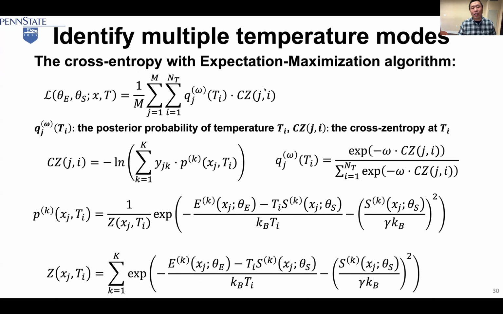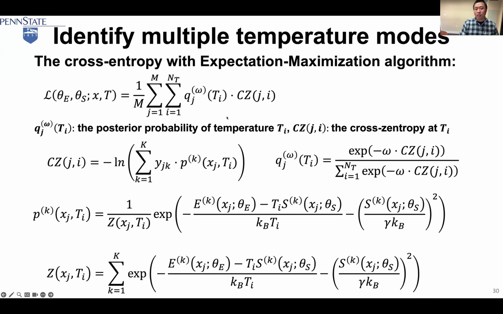So you look at the posterior probability of T_j, T_i. This is essentially for the i's. Because for each data set, you should have T1 to T_NT, where NT is the number of temperatures. We should know the posterior probability of the T_i.